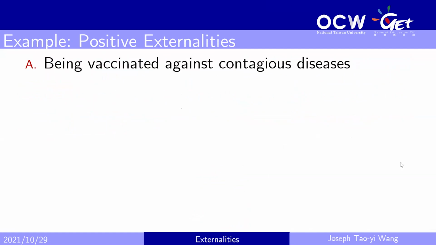All right, so enough for that talk. But being vaccinated against contagious disease is a positive externality. If you think of it, suppose all of you get vaccinated. I'm not vaccinated, but I'm protected by you guys because all of you are vaccinated, right? So you would not get COVID-19 and you would not spread the disease to me.